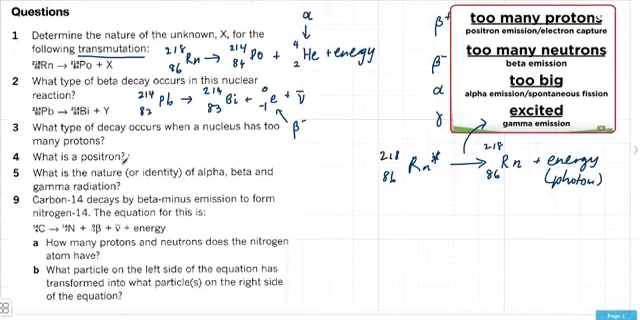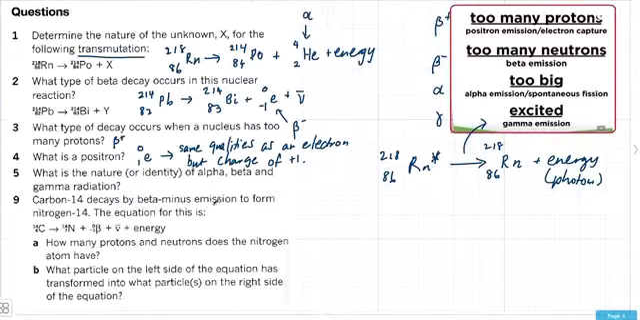Question 3 says what type of decay occurs when a nucleus has too many protons? That would be beta plus emission from our notes over here. What's a positron? Well, a positron is exactly the same as an electron, but it has a positive charge. So it has the same qualities as an electron, in terms of its size and its speed, but it has a charge of +1.